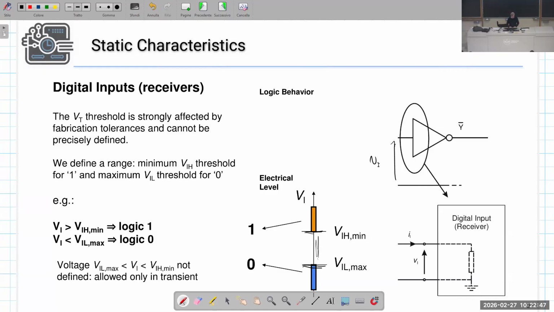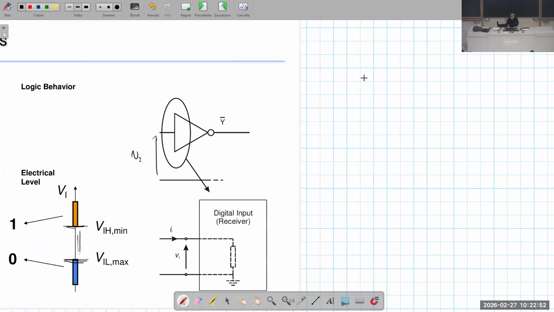Okay? And operation in this range between VIL maximum and VIH minimum is allowed only in transitions. So when we have a digital signal that changes from, sorry, we have our signal that is, say, this is VOL, this is VOH, VIL maximum, VIH minimum.